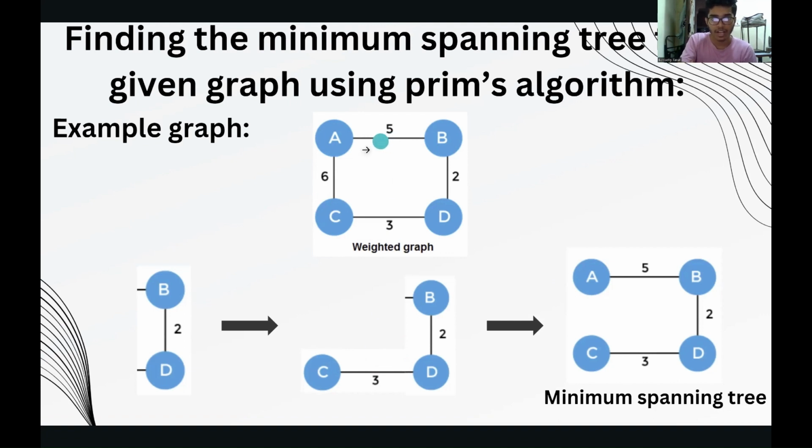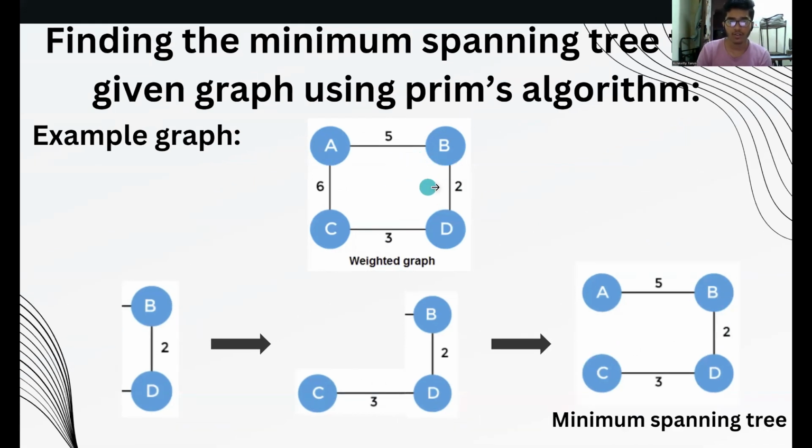Among 5 and 6, which is the lowest one? 5, right? And hence, it should be connected to already selected vertices. Already selected vertices are B and D. AB is connected to B vertex. B vertex is there in AB edge. So we can take AB as our next edge. Hence, I have taken this. Now we have taken AB as our last edge.